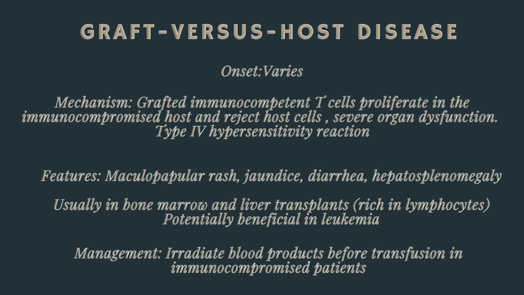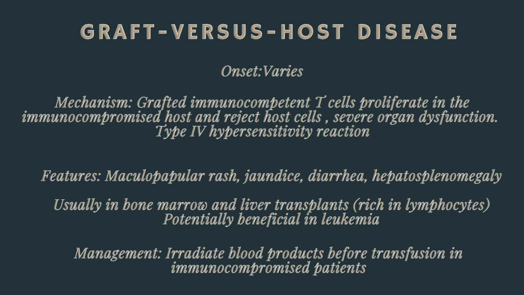Now, graft versus host disease. Here, the onset is variable. There is no specific onset. The mechanism is grafted immunocompetent T cells proliferate in the immunocompromised host and reject the host cells. Here there is severe organ dysfunction, and the main hypersensitivity reaction is type 4 hypersensitivity reaction.